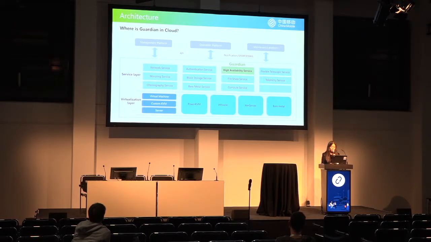Then Guardian also has close relationships with other services on the service layer. These services, such as the compute service Nova, will help Guardian to do the HA actions. And Guardian offers APIs to the upper platform, for example, the management platform, which can send the HA strategy and resource properties through the API. And the operation and maintenance platform can receive the alarm and resource state messages from Guardian.